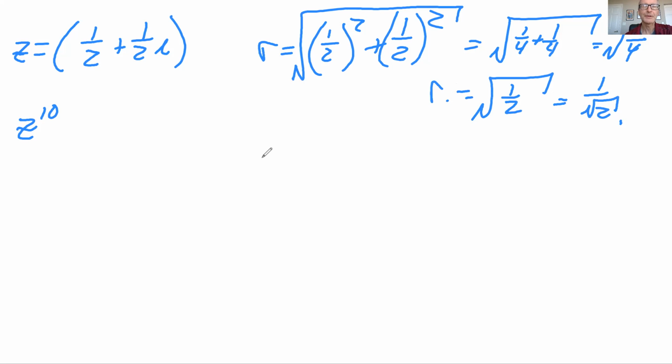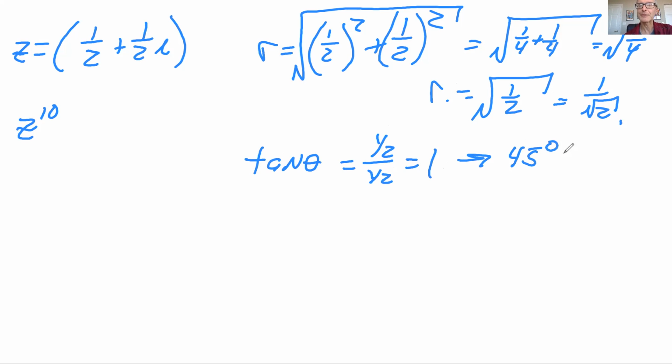What would be theta? Well, remember, tan theta is a/b. So that would be 1/2 over 1/2, which is 1. What quadrant are we in? Well, a and b are both positive, so we're in quadrant 1. So that would imply 45 degrees, or pi/4.